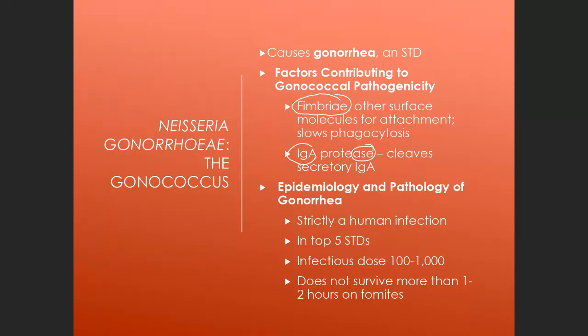Epidemiology: it is strictly a human infection. Okay? For gonorrhea, this is Neisseria gonorrhoeae. This is strictly a human infection, and this is one of the top five STDs in the United States. The infectious dose is very small, 100 to 1000. It means that 100 bacteria can start the infection.